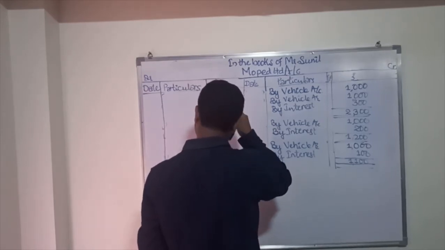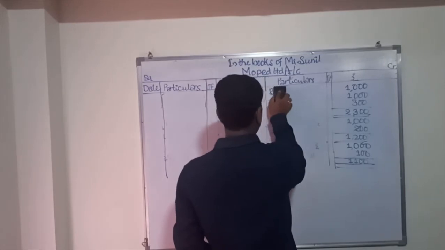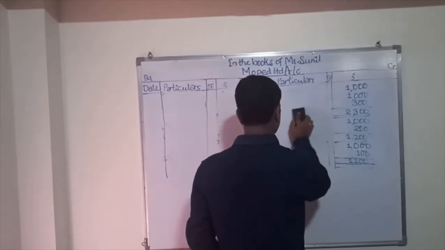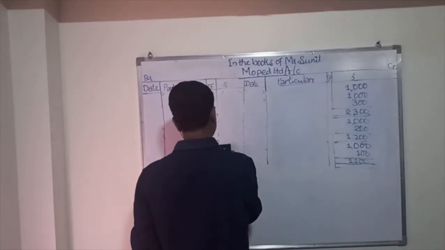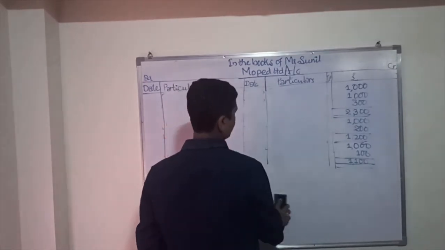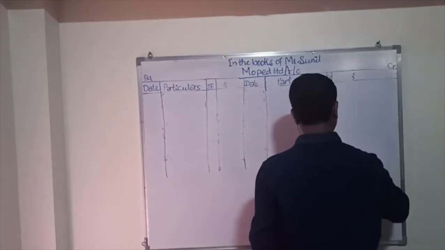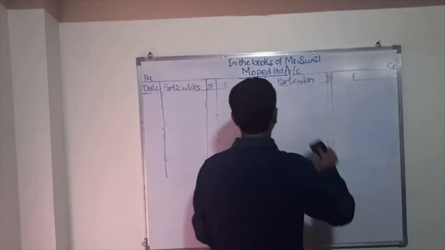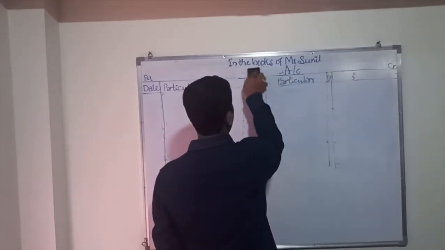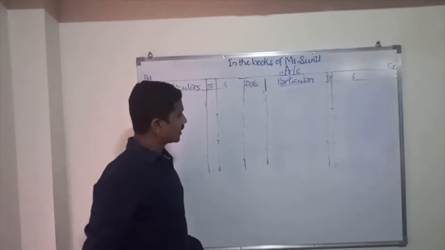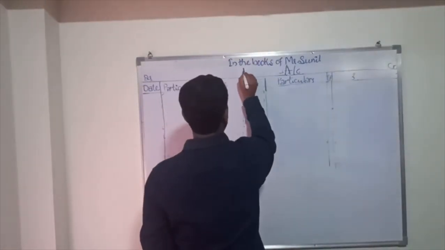In the same fashion, we should also prepare the depreciation account. And this depreciation and interest are nothing but expenses to the hire purchaser, which will be debited to his general P&L account, or P&L account simply. So now let us go for preparing the interest account.